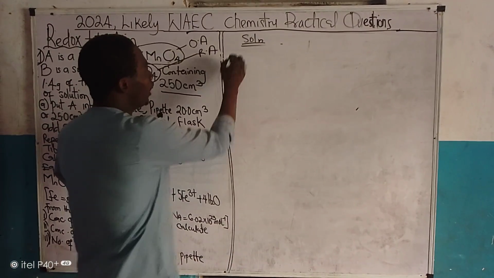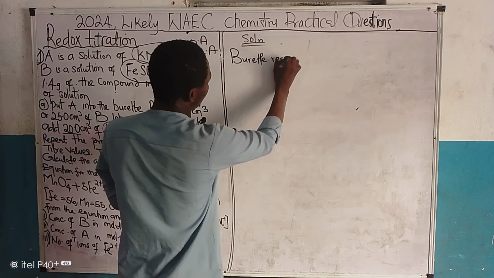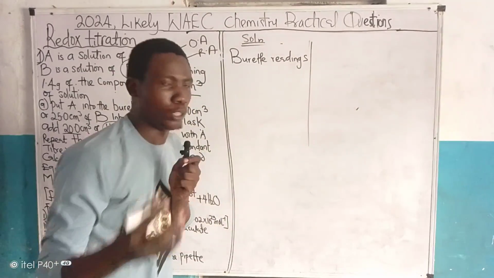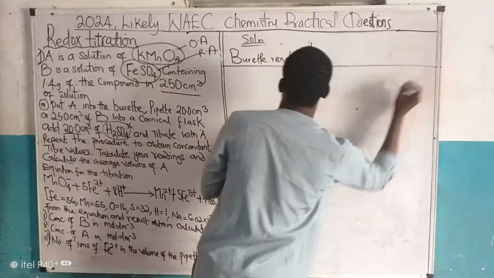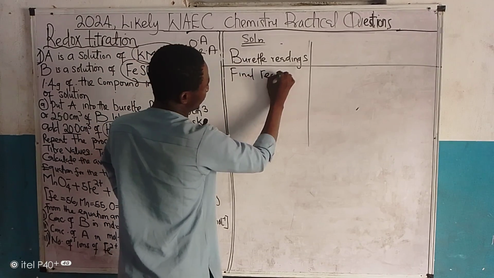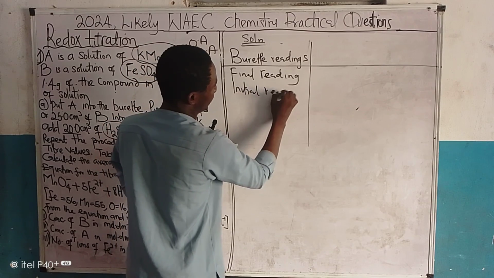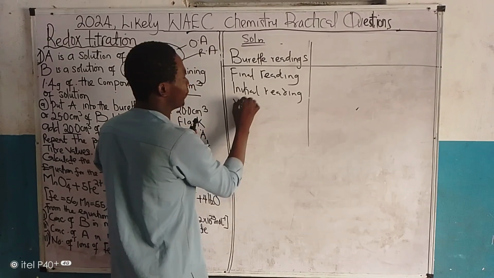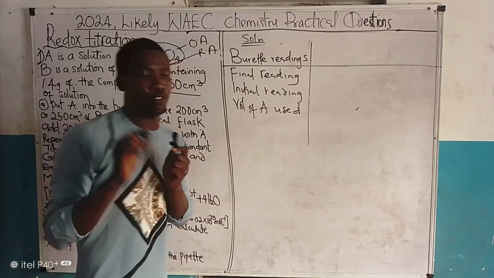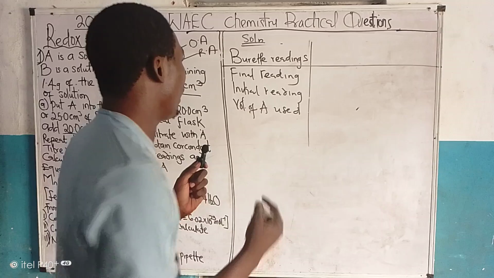Just follow me carefully. You begin by doing direct readings. Okay? Remember in direct readings, you have number one, final readings, initial reading, and you have volume of A used. This is what you have. If you already know your endpoints, you can manipulate your table. Okay? I did that last video lecture.